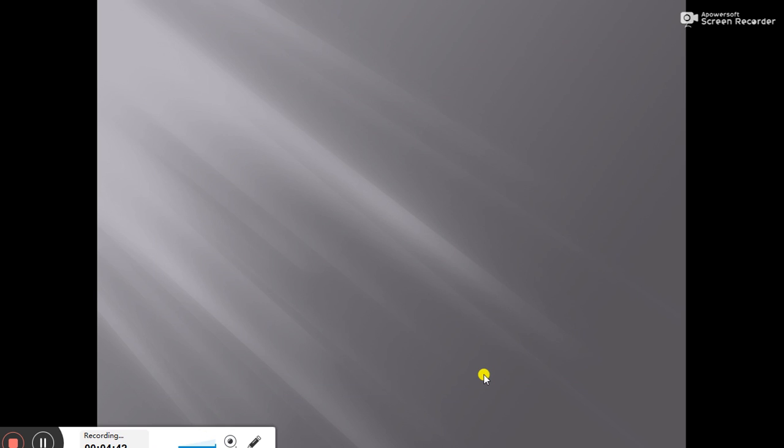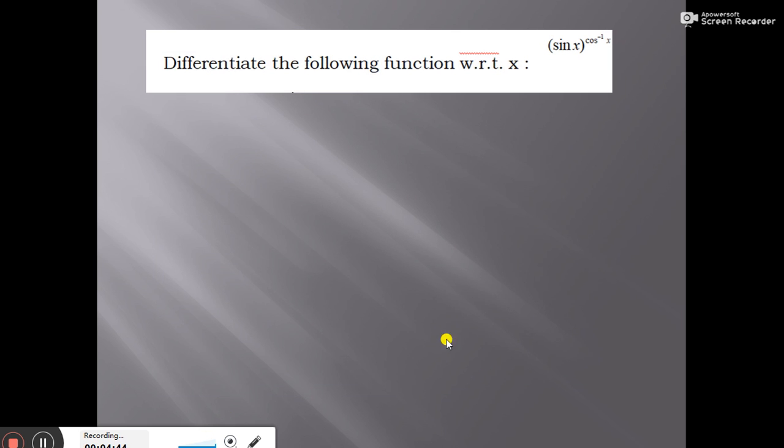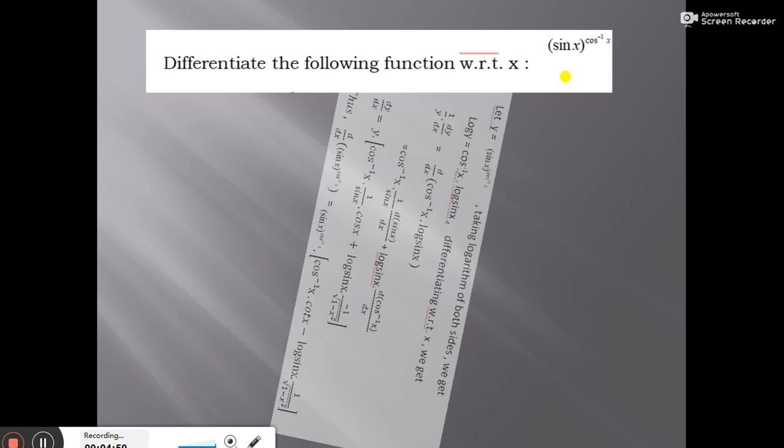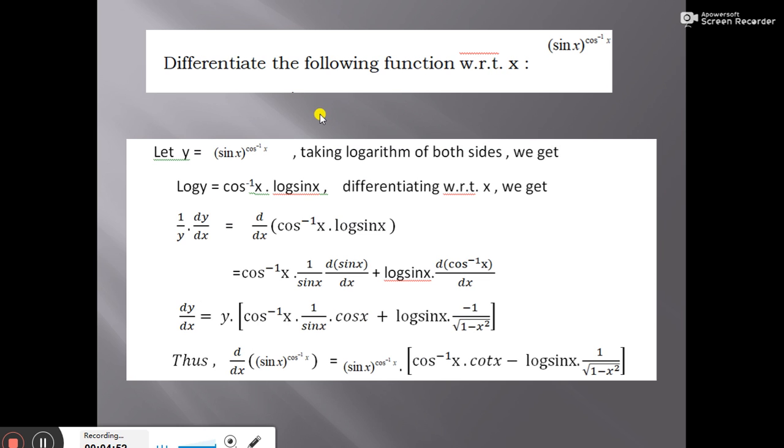And now we have an example. Differentiate the function with respect to x, sin x raised to the power cos inverse x. Now taking log on both sides we get log y is equal to cos inverse x into log of sin x, differentiating with respect to x.